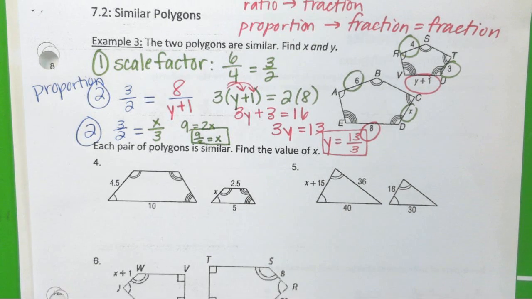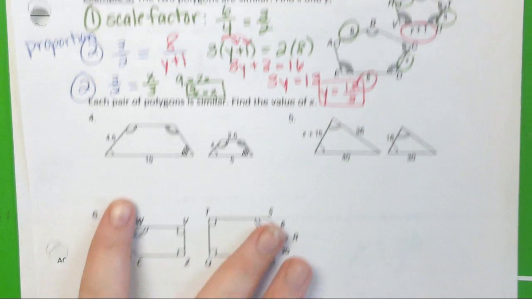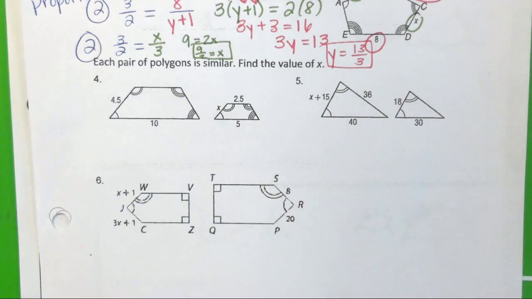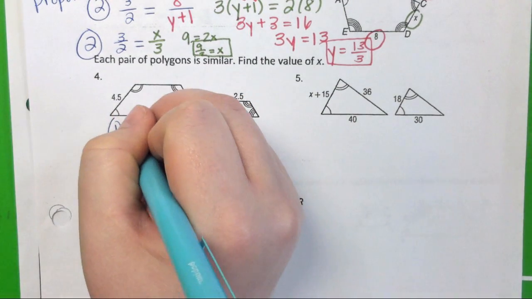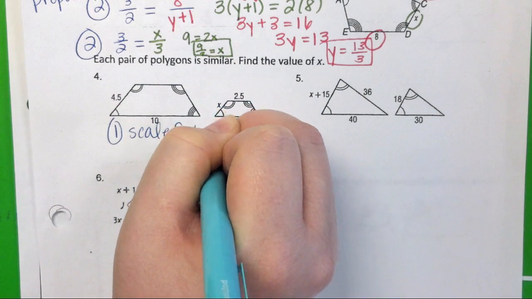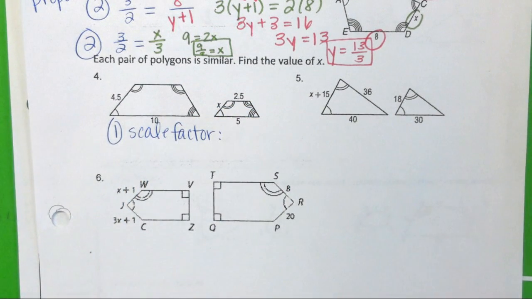Okay, and just to make sure you got it, we're about to do it 3 more times. And then, of course, there are 2 on the back that are yours. I would love anyone but Derek to help me figure out the scale factor for number 4. My first step is the scale factor.